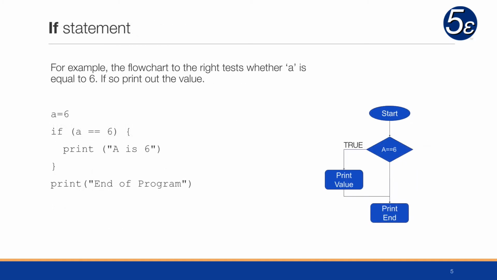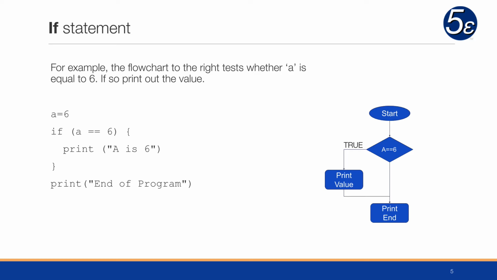So let's take a look at the if statement. On the flowchart on the right, we test whether A is equal to 6. If so, print out the value. Our code to the left has A equals 6, and then it says if A equals 6. So if A is equivalent to 6, then it will execute the statements between the braces. In this case, it's print A is 6. And when we're done, it prints the end of program.